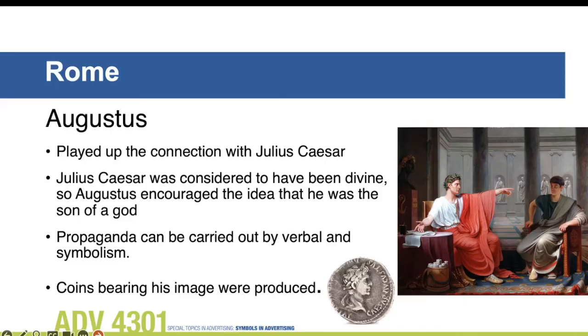So since Julius Caesar was considered to have been divine, a god, Augustus encouraged that idea that he was the son of God. Propaganda can be carried out in verbal and symbolic forms. Augustus used a lot of coins and things like that with his image on it to keep his message of being a god at the forefront.